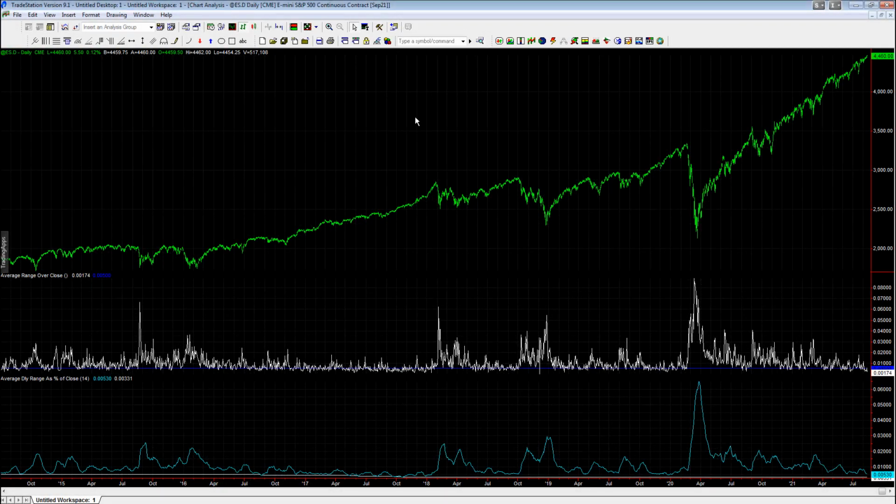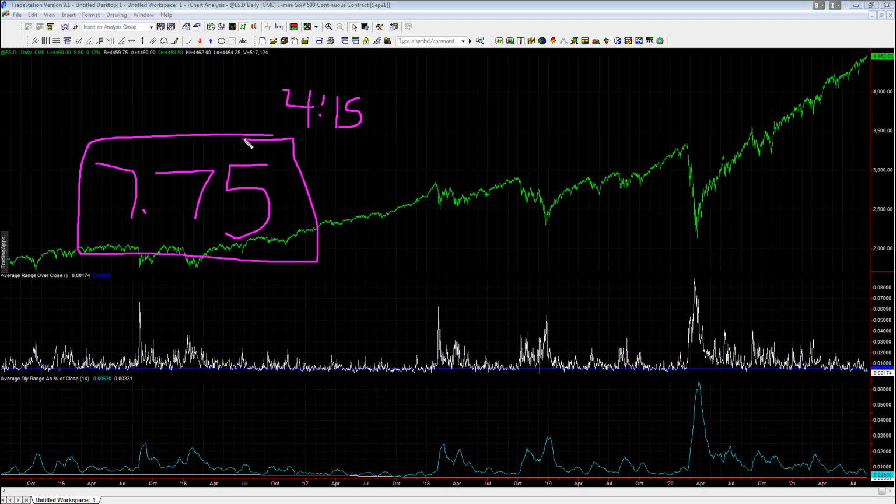I want to point out the average daily range at or near all-time lows. We look at today's session. This is the day session only of the daily bars. Today's range is 7.75 points, and there is about an hour and 50 minutes left to go. It's 2:25 Eastern, and the market closes at 4:15 for the day session at ESD, so a 7.75 point range.